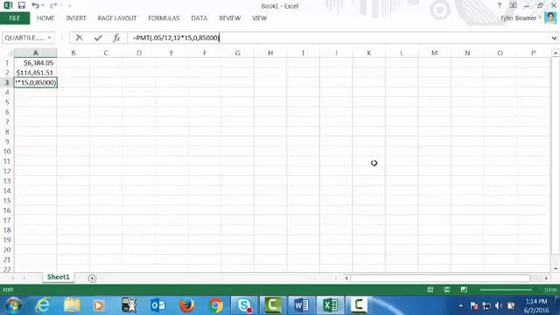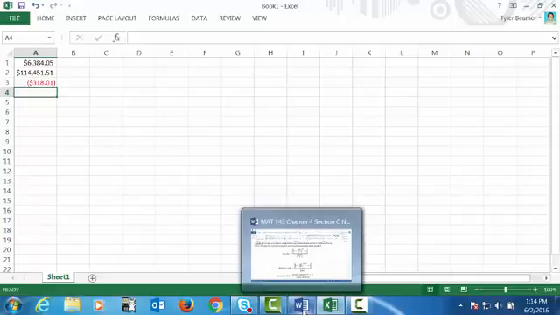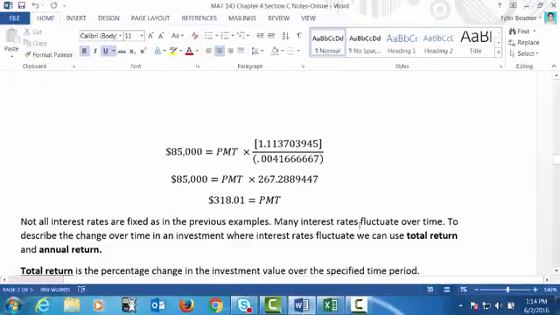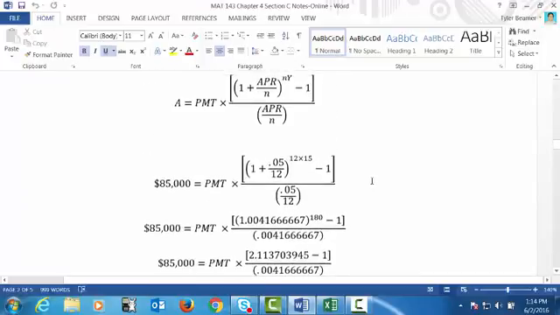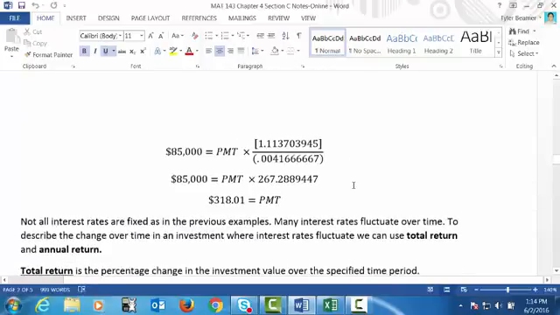So hit enter. Okay. And we get $318.01. So if we compare our answer, same answer. Okay, so you can see how we're doing this by hand here using the formula. We're solving for PMT, and we get that same answer. Obviously, Excel does it much quicker than we could with the calculator.